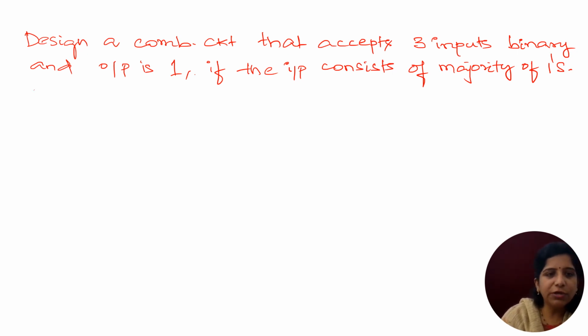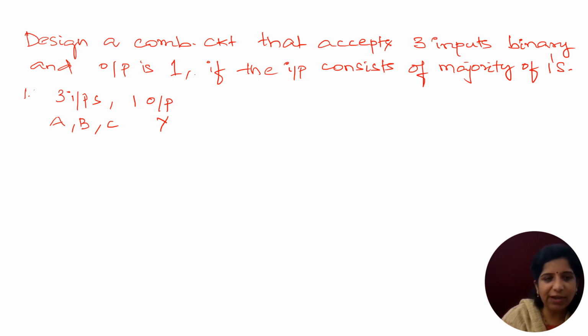Here, in order to design this, I have already discussed the procedure steps. What is the first step? You have to understand the problem statement. I want to design a combinational circuit that takes 3 inputs, and the output becomes 1 if the input combination consists of more number of ones, the majority of ones. Once you understand the problem statement, you have to decide the inputs and outputs. How many inputs are required? 3 inputs. How many outputs? 1 output. Next, you have to assign some letters or symbols: A, B, C as inputs and Y as the output.